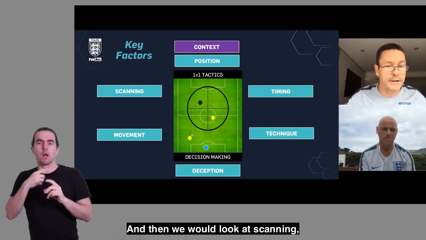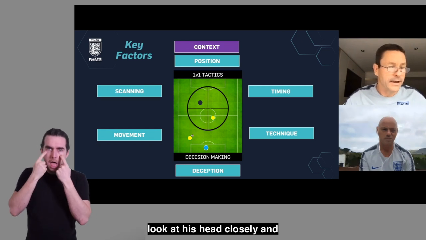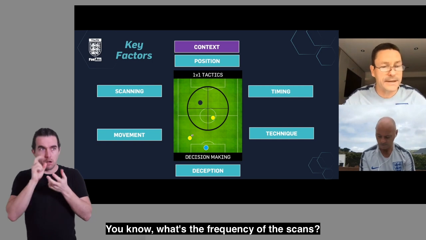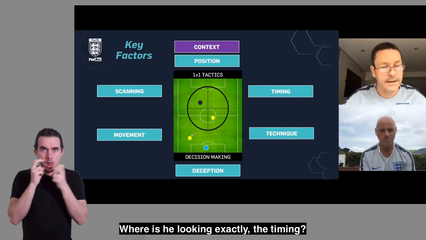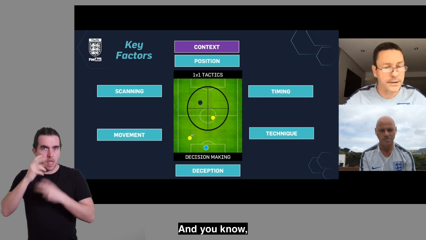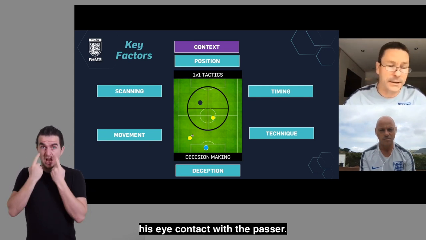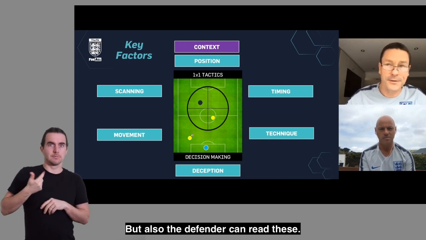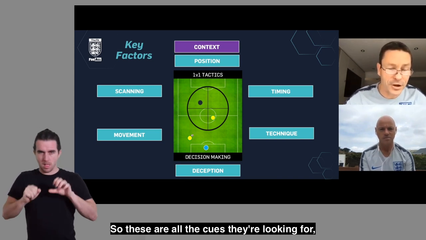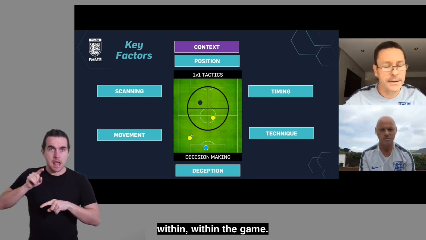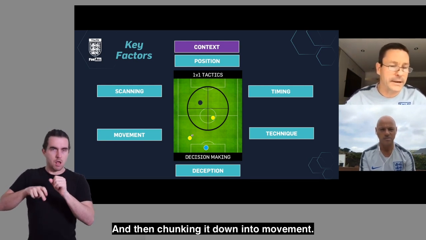And then we would look at scanning, look at his head closely, and really think about where is he looking. You know, what's the frequency of the scans? Where is he looking exactly? The timing. Probably also the big thing then is eye contact with the passer, but also the defender can read these. So these are all the cues they're looking for within the game.